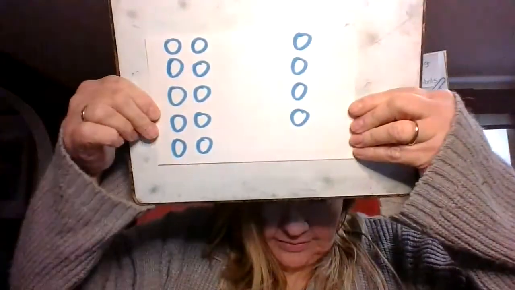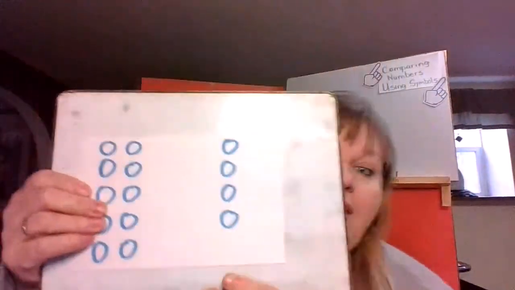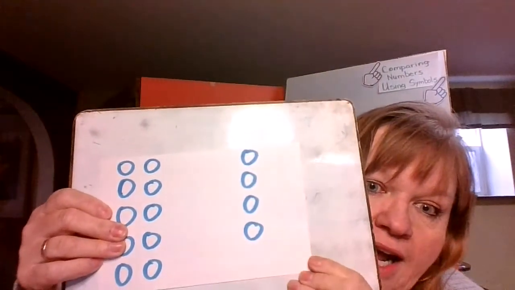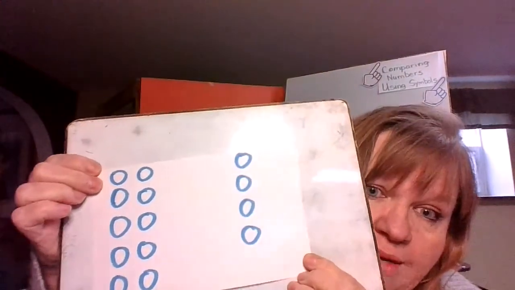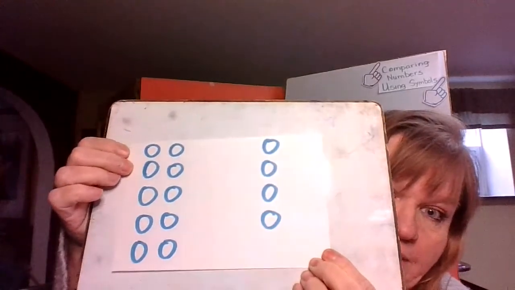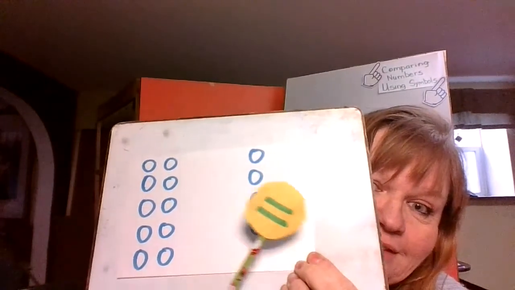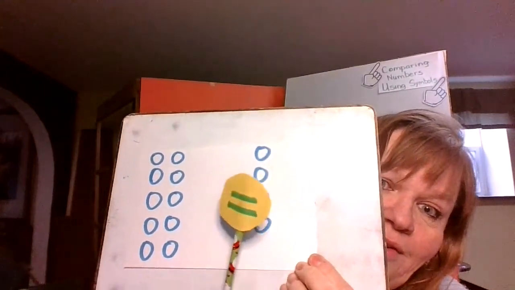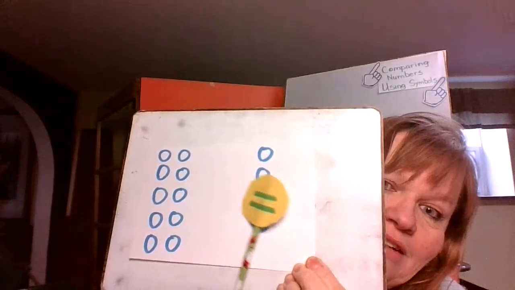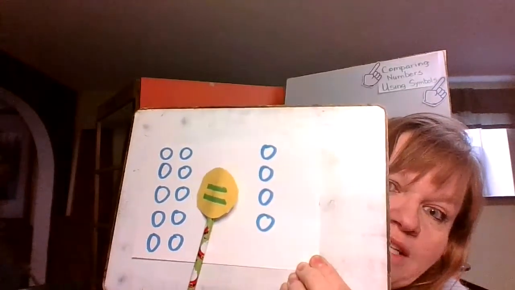Okay, now let's do a little bit of practice. We'll start off with this one right here. I've got two groups of objects and I have to decide which symbol is going to go between the two groups. I know right away I'm not going to use the equal sign, no. They're not equal. One is more than the other one.